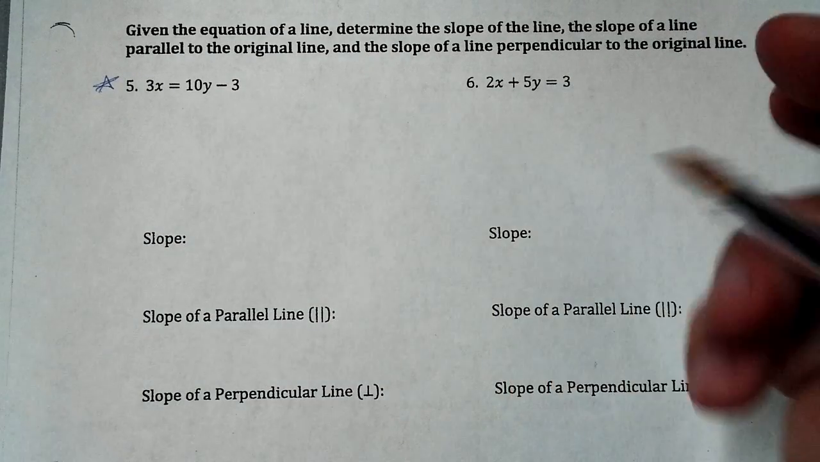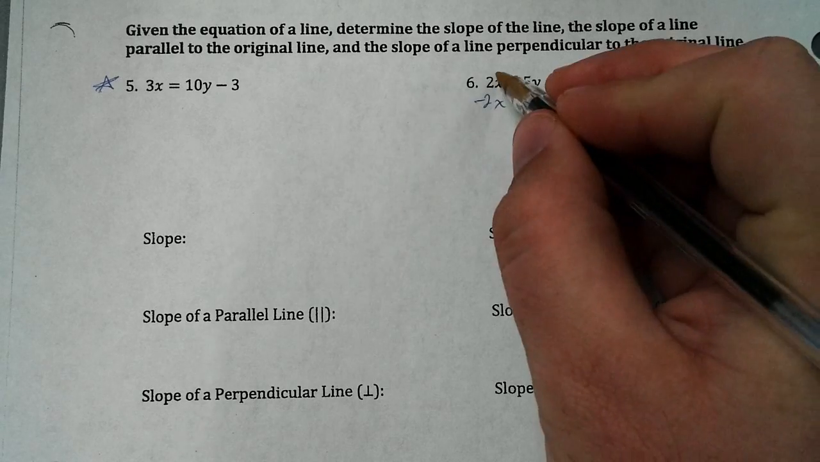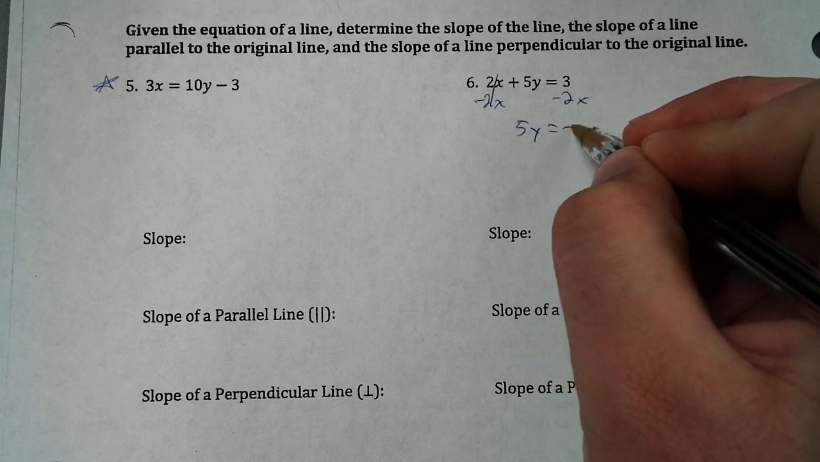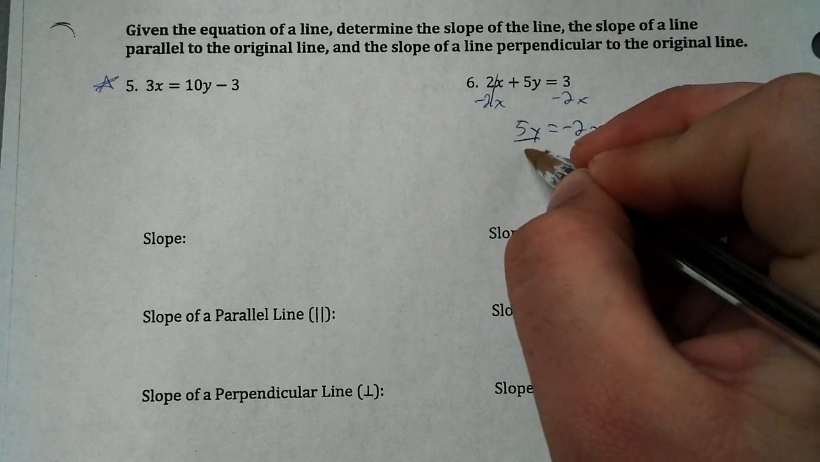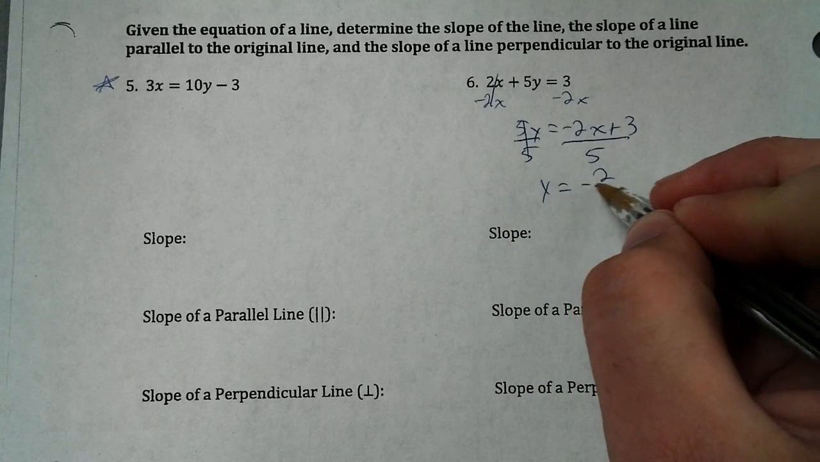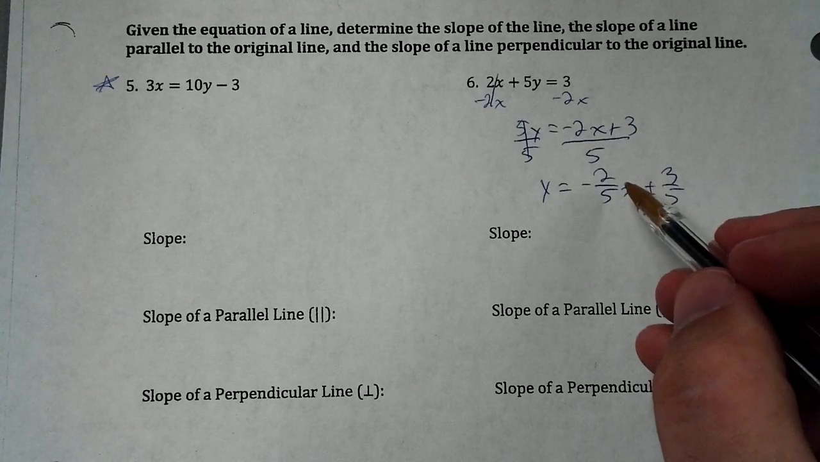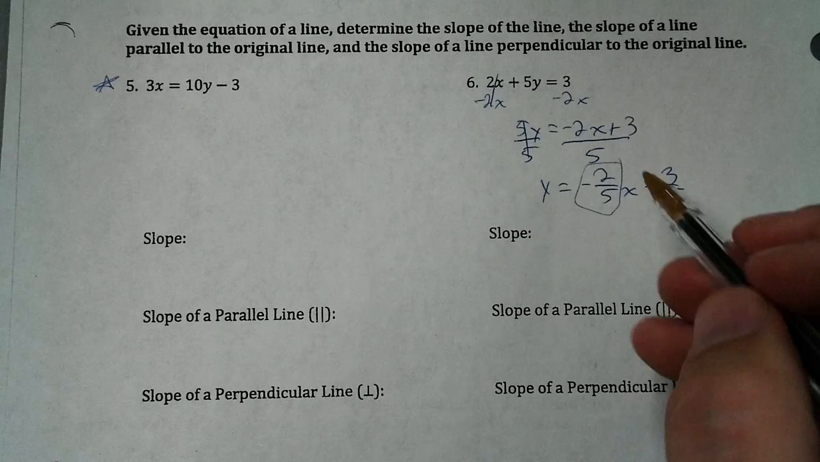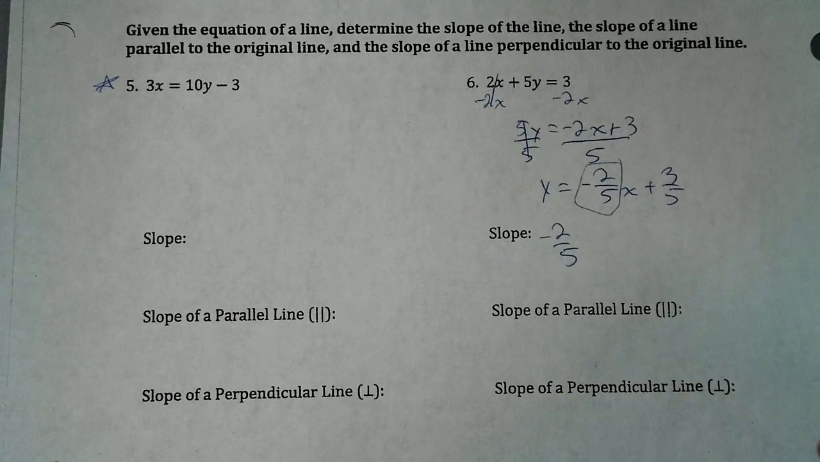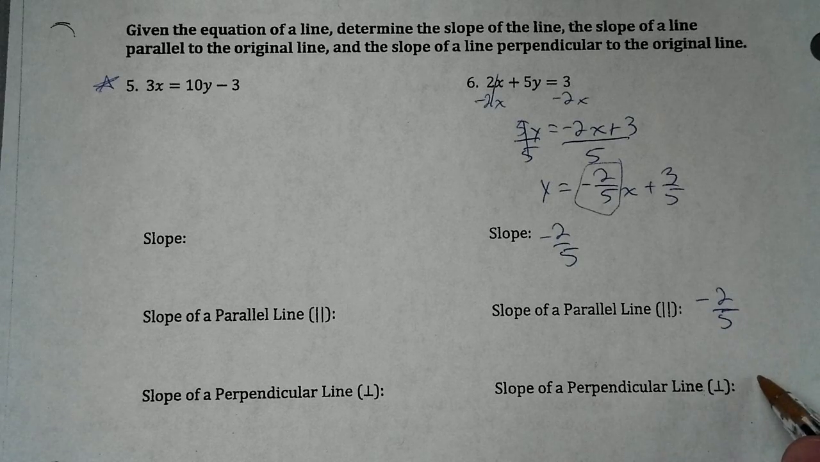Let's do number 6 first. Move your x. Divide by y. Okay, which one's our slope? Slope is always with x, so it's negative 2 over 5. Slope of a line parallel is also negative 2 over 5. Slope of a line perpendicular, flip it and change the sign. So 5 over 2 goes from negative to positive.